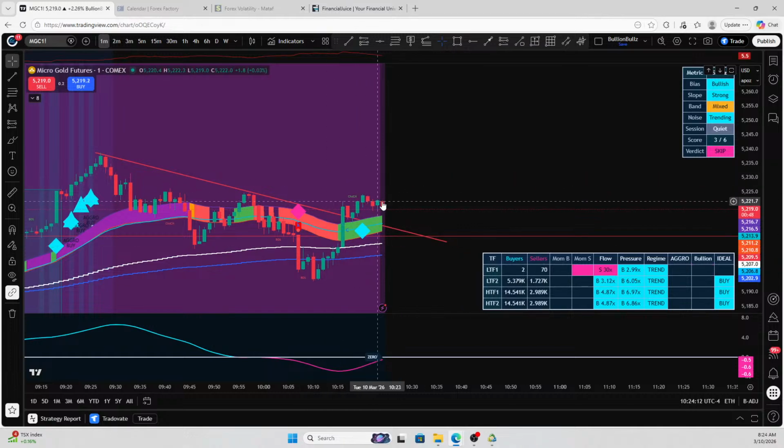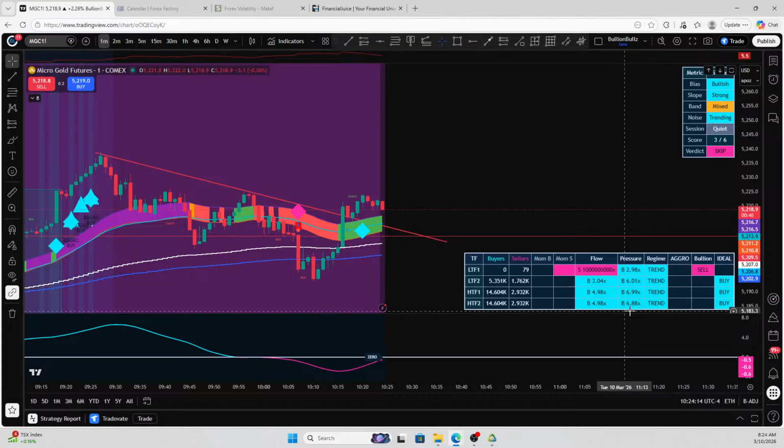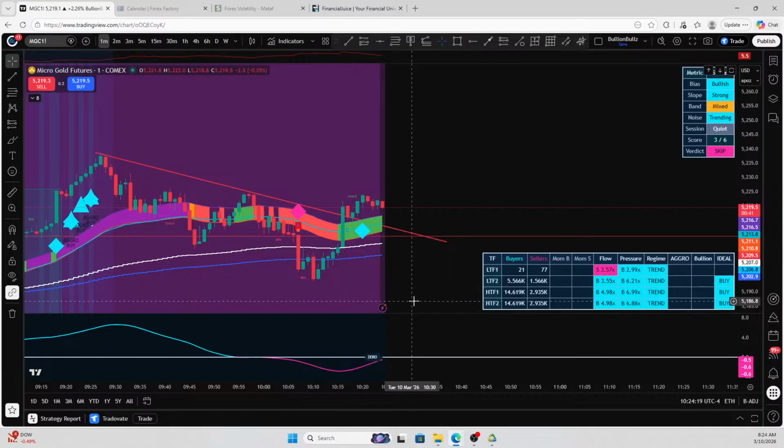We have change of character. We need break of structure. Pressure is increasing. Even though price is coming down, pressure is increasing, telling us price wants to go up. Let's wait for the trade setup to form.